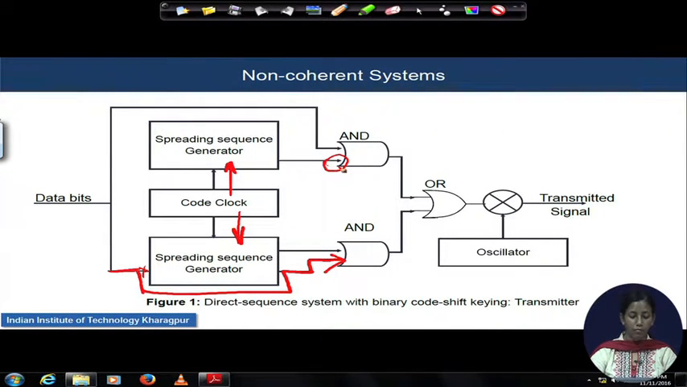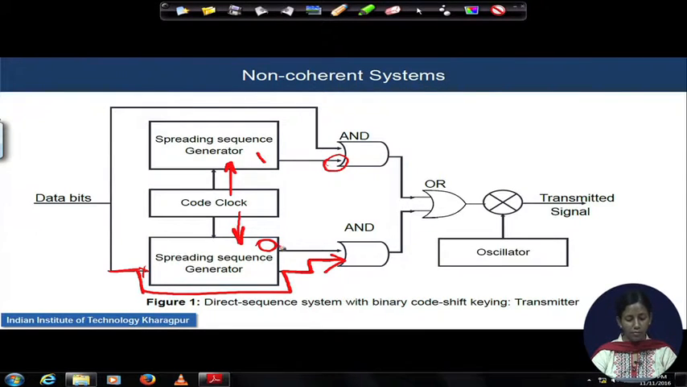Remember, as we have shown two different spreading sequence blocks, one sequence is dedicated for the symbol 1, another sequence is dedicated for the symbol 0. That is why we already know that codes can be utilized for modulation also. So, here we are seeing that the code is modulating the data bits. That is why it is code shift keying.